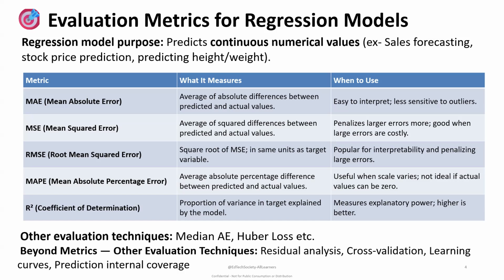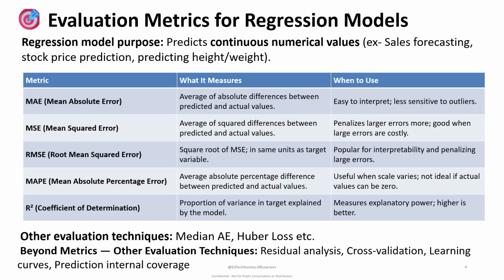And other evaluation techniques are there, median AE, Huber loss. This entire slide that you are seeing, only you need to remember for exam that regression model gives the result in numerical values. Okay, so in short, classification model is which bucket does it belong to, and regression model is what number should I predict. That is the thing you need to remember. But before those things, the other metrics I told, that accuracy, precision, recall, F1 score, and BLEU, ROUGE, this you need to remember for exam.